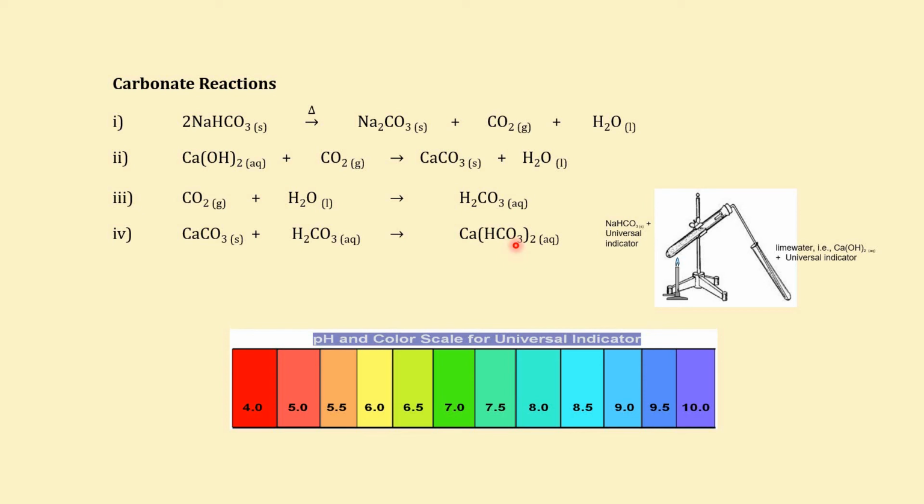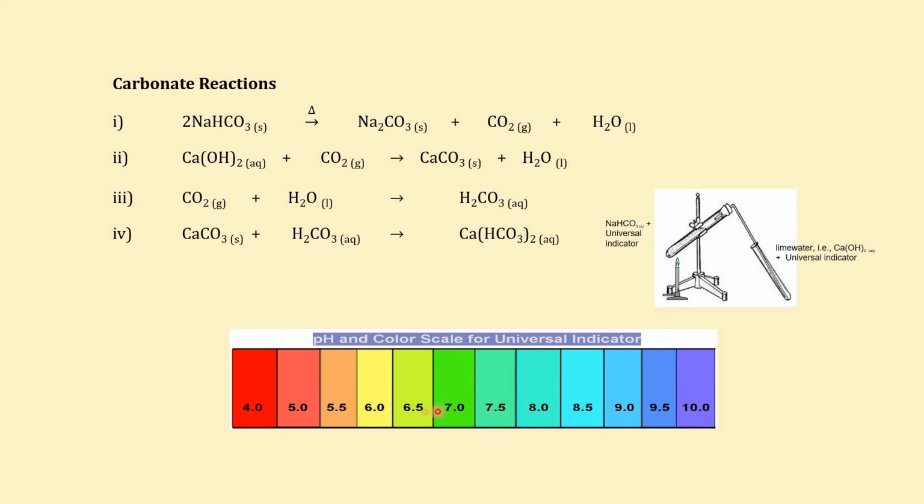Things to look for. We've added this universal indicator to the test tube. Now, universal indicator is a mixture of three different indicators, and it allows us to estimate the pH based on the color. Anywhere between pH 0 and 4, it looks the same. It's red. Anywhere between pH 10 and 14, it looks the same. It's purple, but we can estimate between 10 and 4.